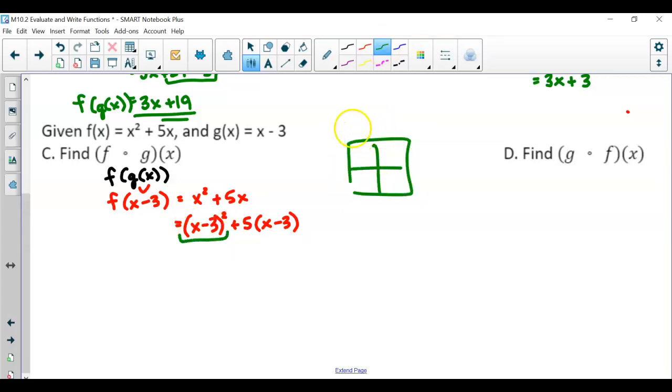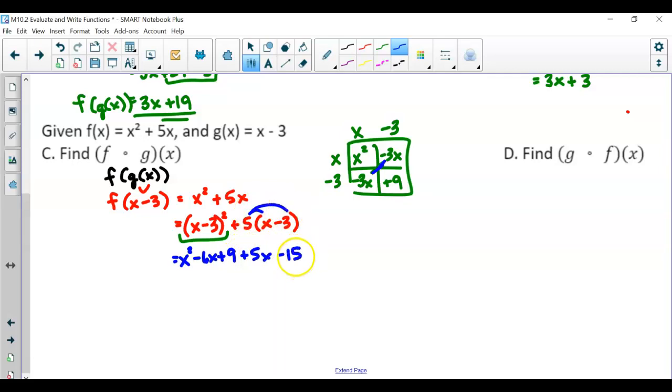Now notice here, you have box method. So we have x minus 3 times itself, x minus 3, x squared, negative 3x, and positive 9. So now here you end up with evaluating or simplifying. You have here x squared minus 6x plus 9. Now notice we need to distribute 5 here, so plus 5x minus 15.